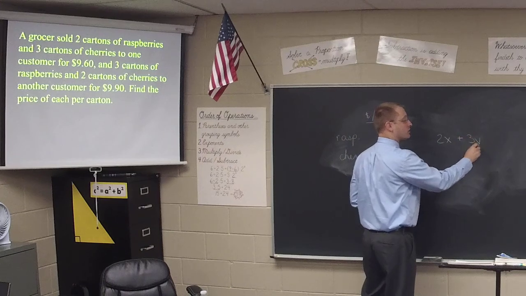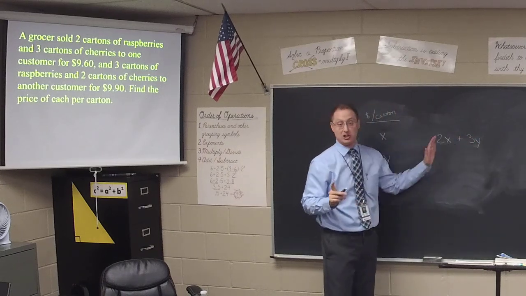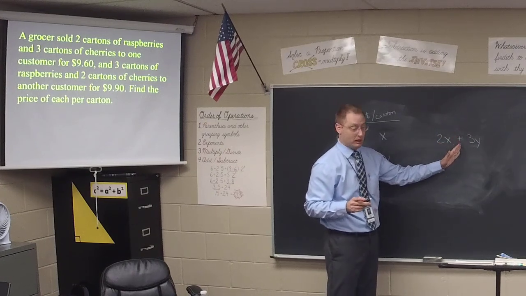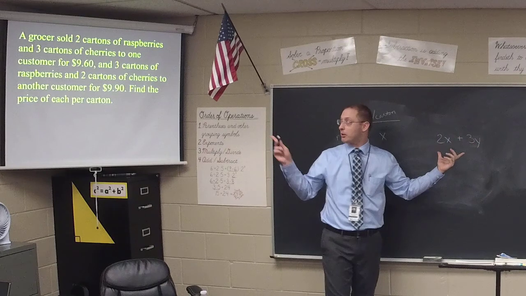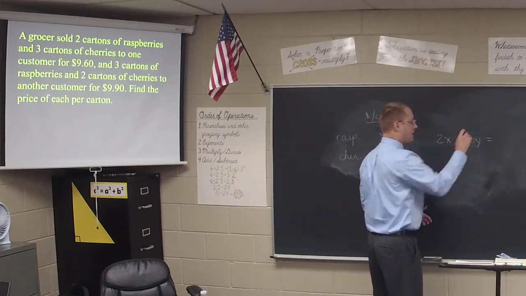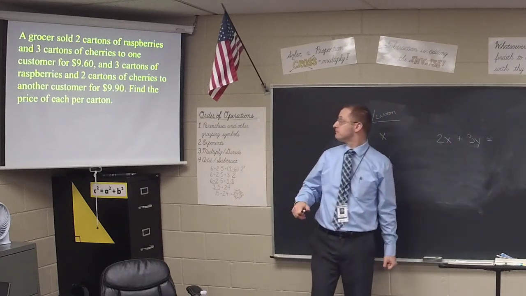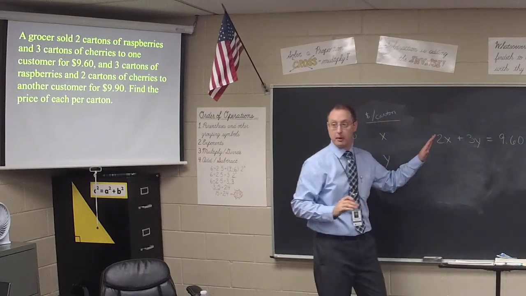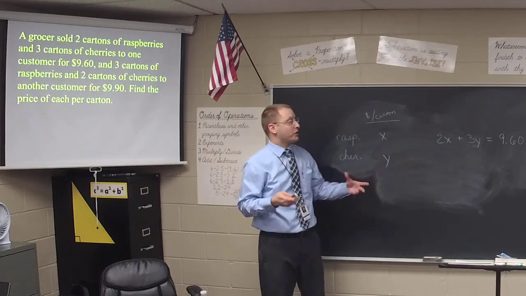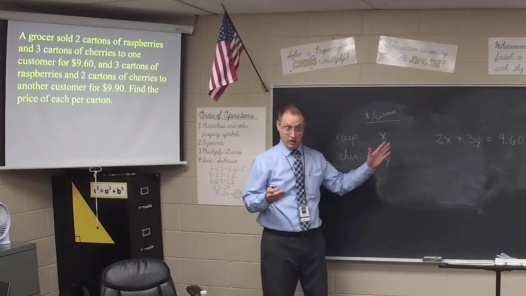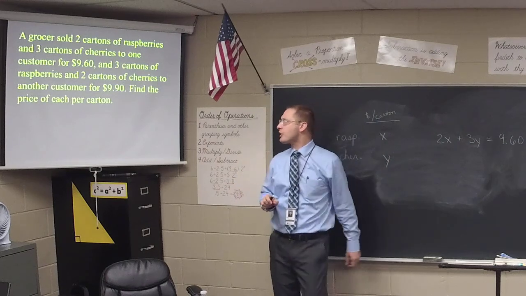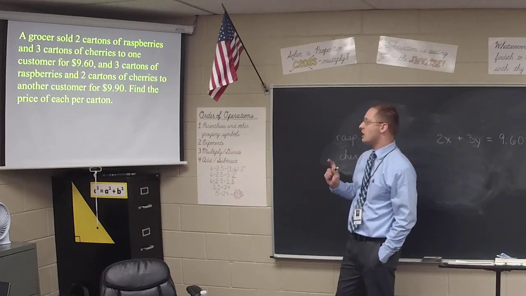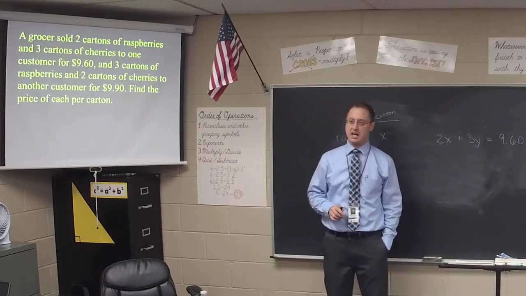2x plus 3y. Now again, these are not like terms, so we can't combine them, right? But 2 cartons of raspberries plus 3 cartons of cherries. And the problem tells us that if you bought that much stuff, your bill's going to run you $9.60. Do we see how to set up a problem like this where it's the price that's unknown, but the quantity is certainly known? At your seats, try the second equation, because another customer comes through and buys the exact opposite. 3 cartons of raspberries, 2 cartons of cherries. Cost that guy $9.90. Write the equation for that.